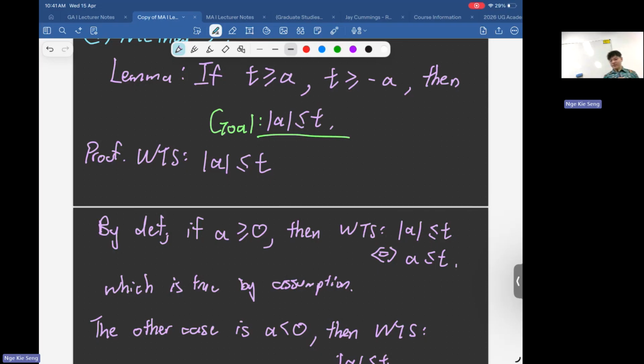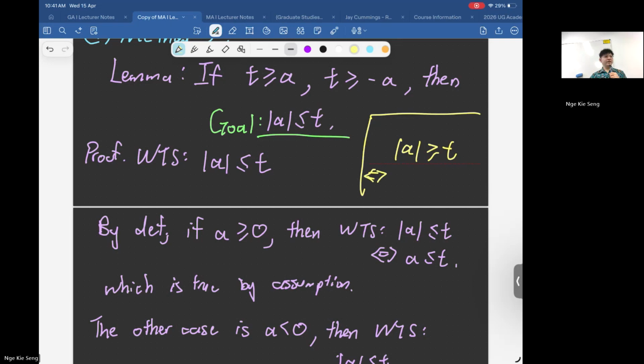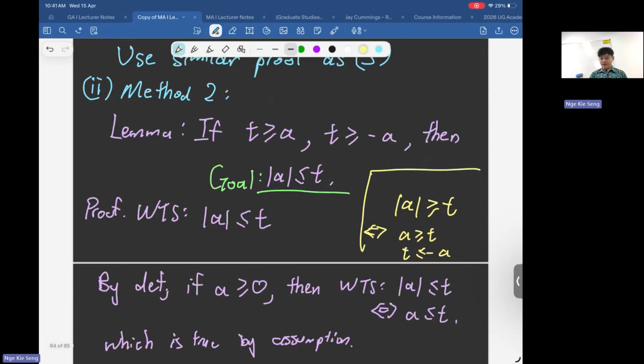I think there's another one, if you still remember. There's another one about the absolute value being greater than T. You can show this is equivalent to what? Do you still remember this inequality here? A is greater than T, or T is less than or equal to minus A, right? How do you remember this? I don't think you can just memorize it.